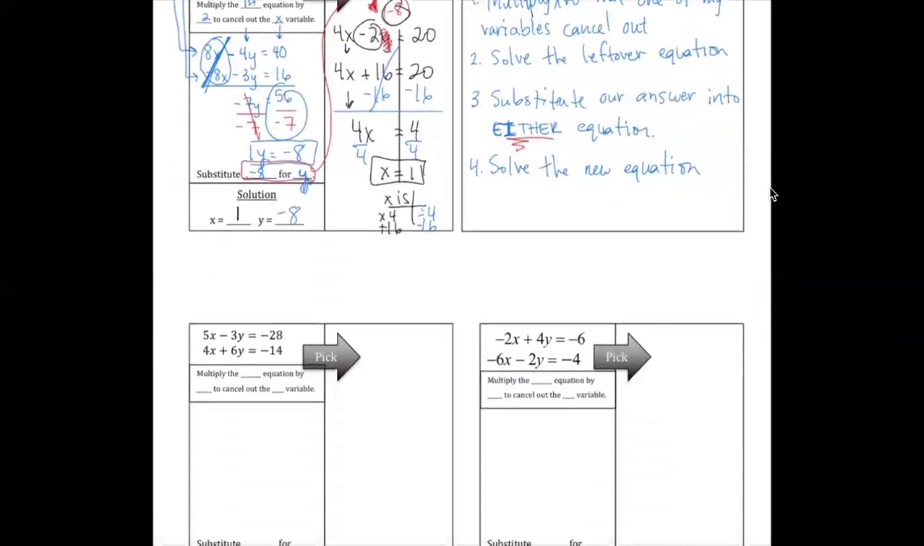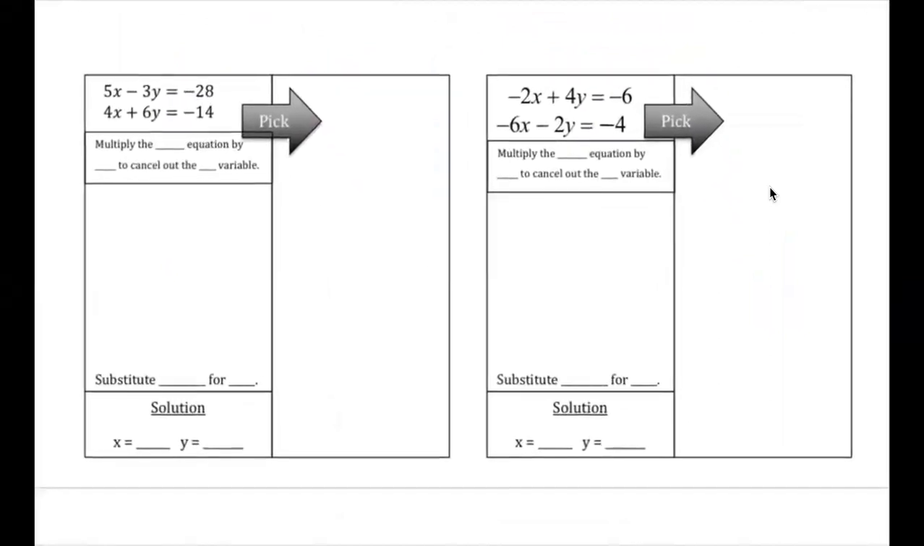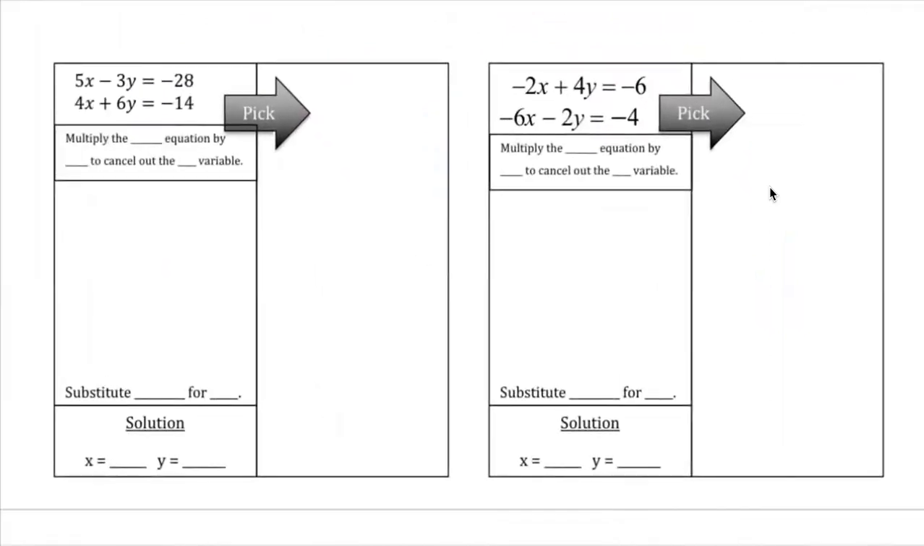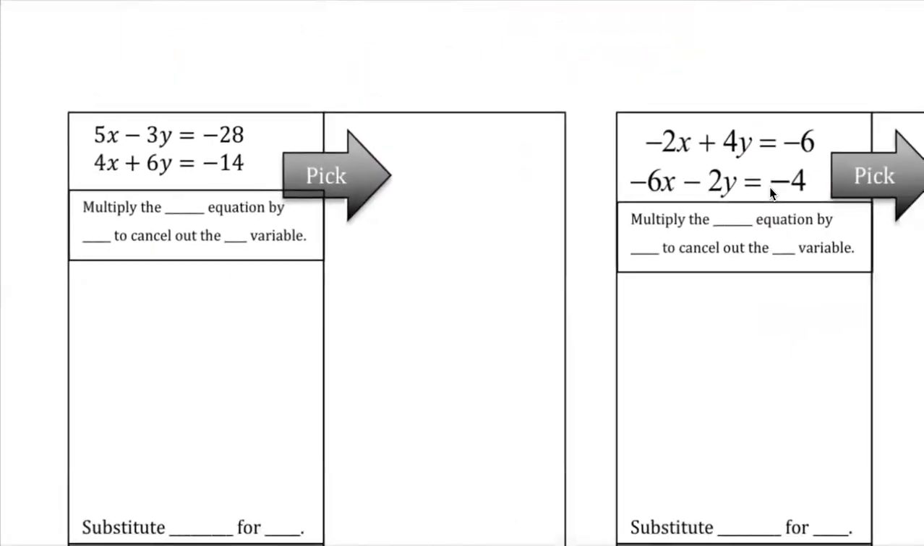All right. Now, these last two here, I'll start you off on number 2, and then you can finish number 3. Looking here, to figure out which one we're multiplying by, can I multiply a 4, the smaller number, to make the bigger number 5? No, not a whole number. Can I multiply 3 by something to make a 6? Yes, I can multiply by 2. So I'll multiply the first equation by 2. That's going to cancel out my y's.